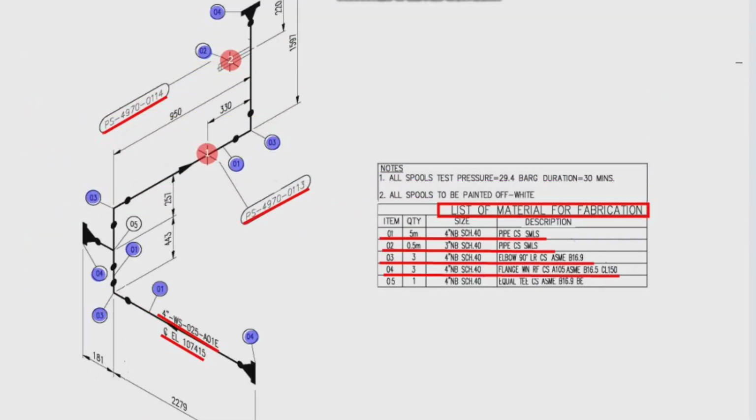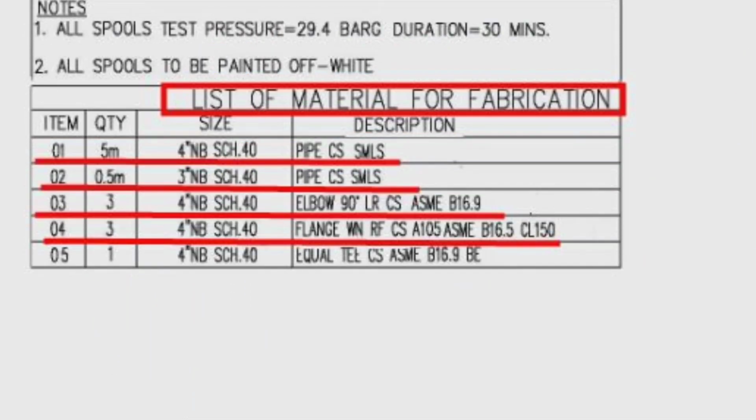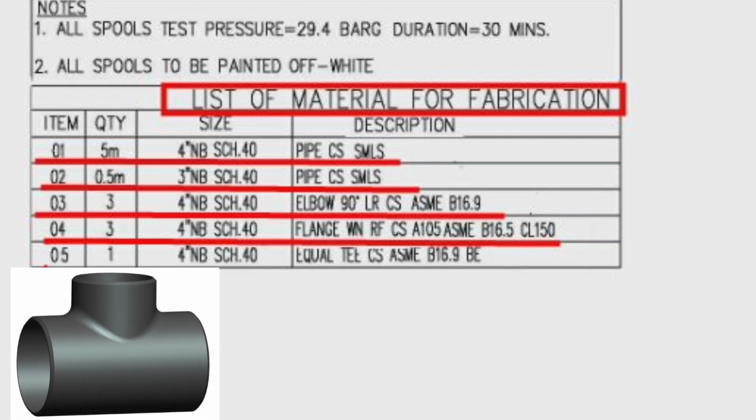Detail number 5 was used in 1 place in the pipe drawing. Let's look at the material list. The item number 5, the quantity is 1 piece, size is 4 inches, wall thickness schedule 40, equal tee, carbon steel material, ASME B16.9B.